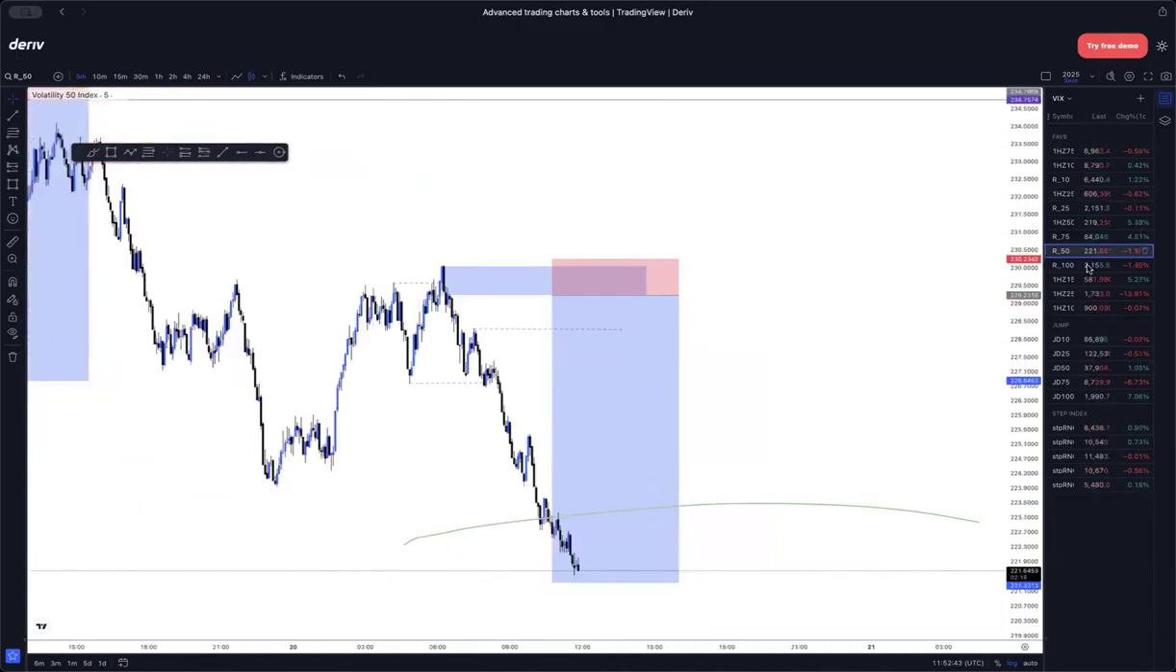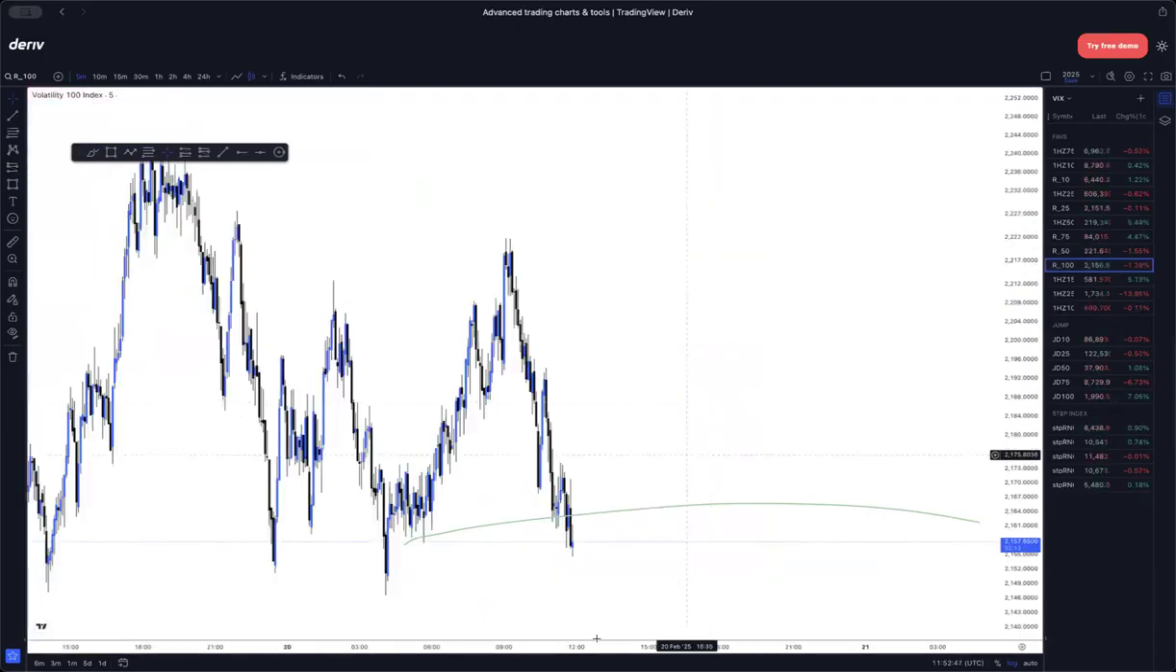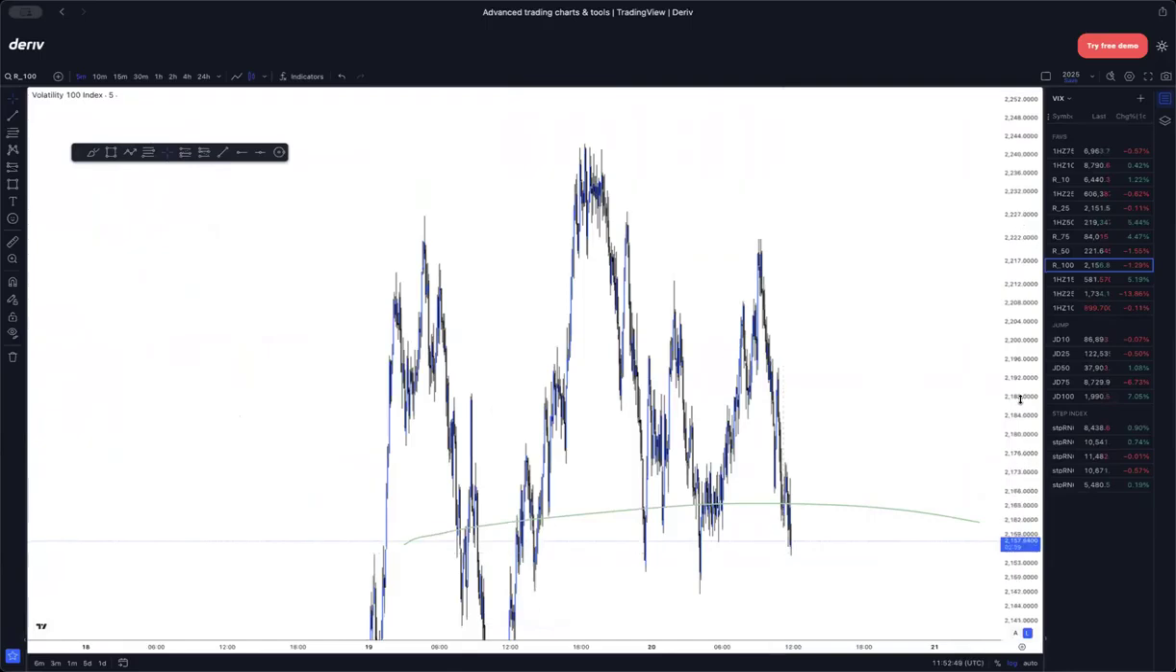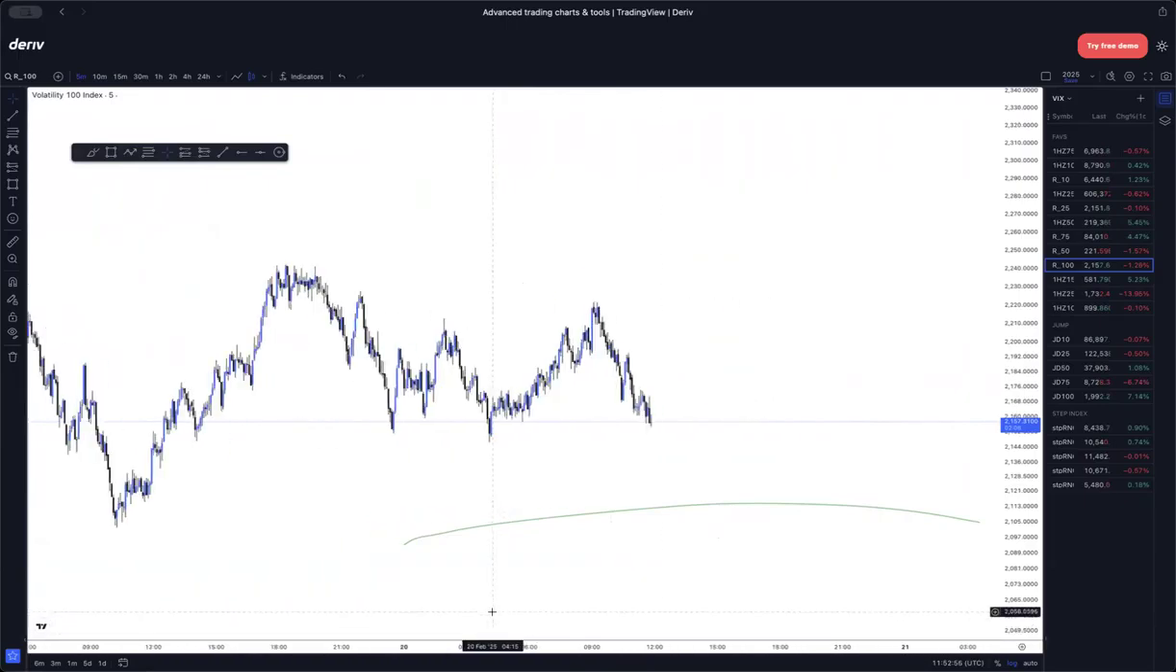Okay. Let's check another pair. Let's probably check the V100. Nothing on V100. Nothing much on V100. Well, I think V100 is coming from here.